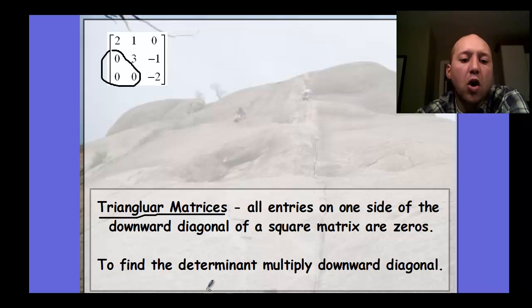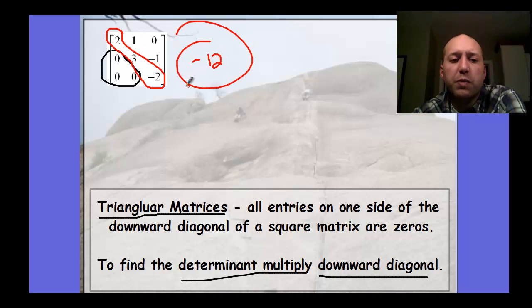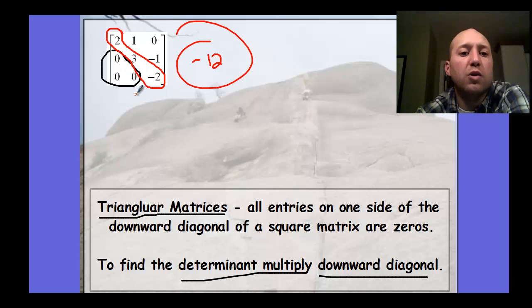Whenever that occurs, all you have to do to find the determinant is multiply the downward diagonal. So to find the determinant of this matrix, we just need to multiply these three numbers together. So we're going to get negative 12. That makes the process a whole lot easier for 3x3s if you have that triangular matrix.